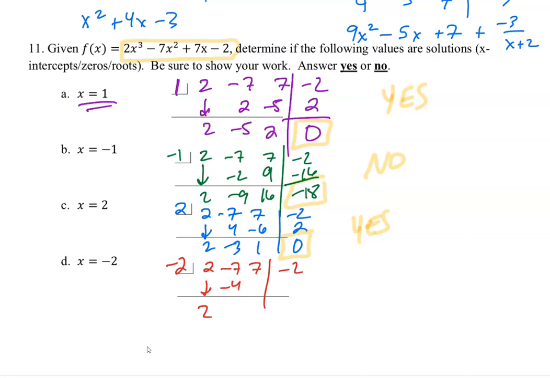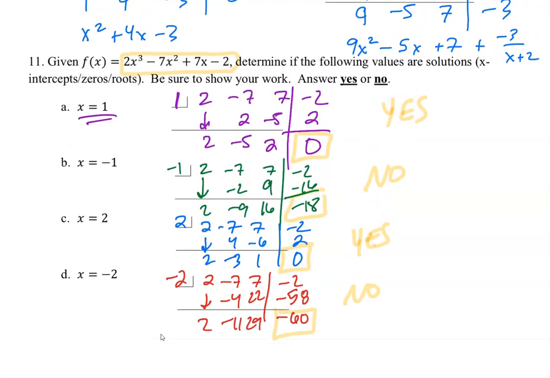So 2 times negative 2 is negative 4. That's negative 11. That's 22. That's 29. Again, even if it's not working, just finish it. 58. So that's going to be negative 58 and negative 60. So then, no, that's not a solution. And that's it. That'll be your whole test, okay?